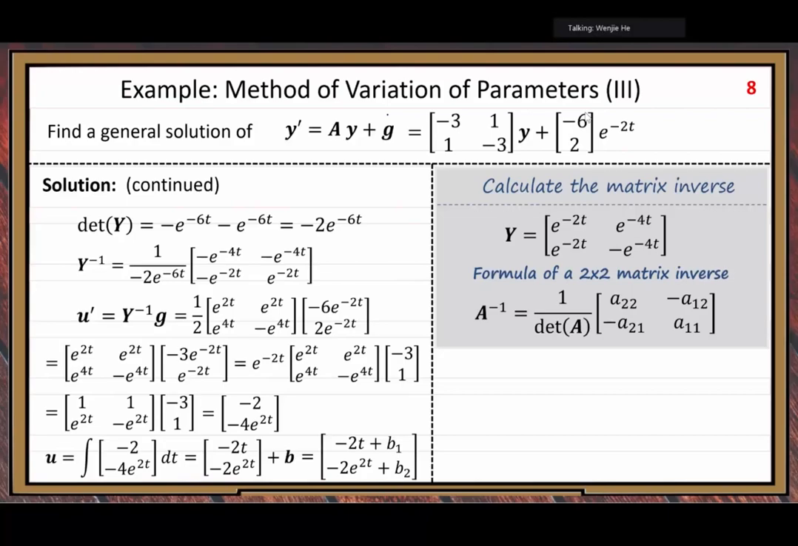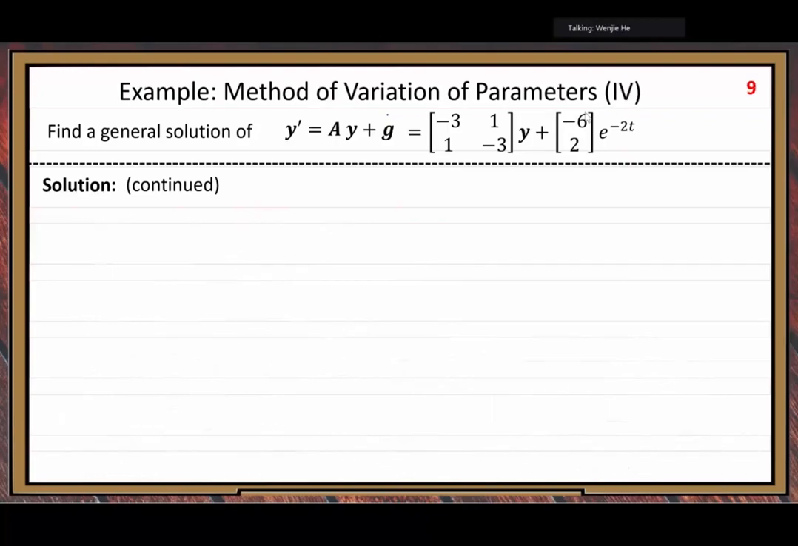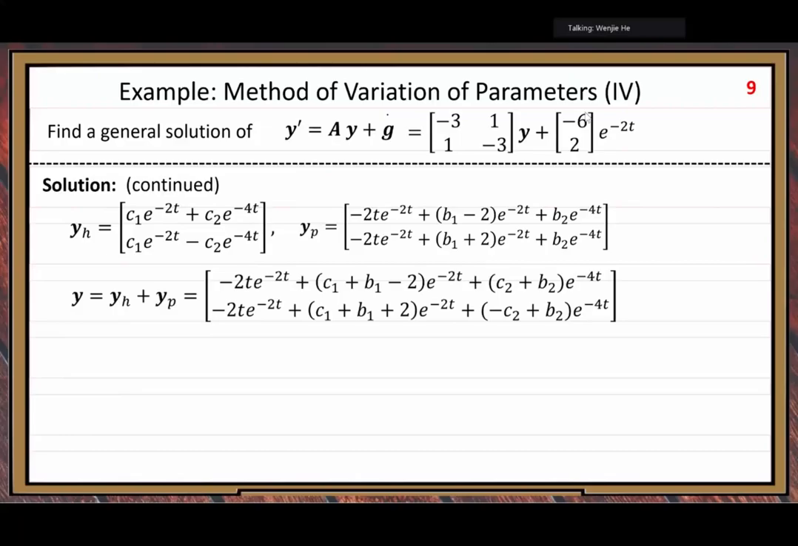So then, we want to write the final solution. This is the YP. We can write YP out like this. Then the last step: YH and YP. There are a lot of constants here. Then add them together.